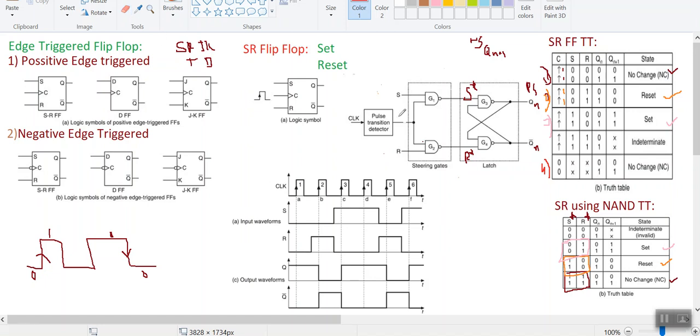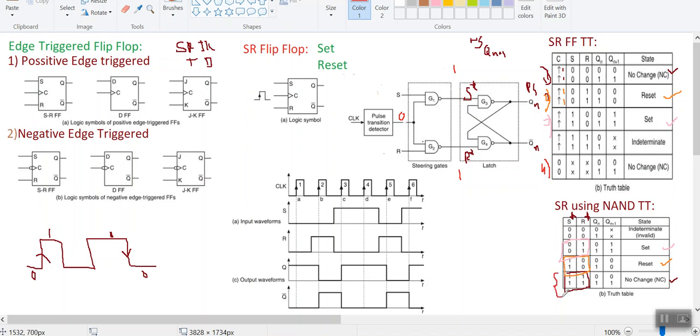Now clock signal is equal to 0. So here 0 is coming here and 0 is coming here. Whenever one of the inputs to this NAND gate is 0, the multiplication output is also 0, and then the inverter output is 1. In a similar way here, the inverter output is 1. So S star is 1, R star is 1. So this is our last case.